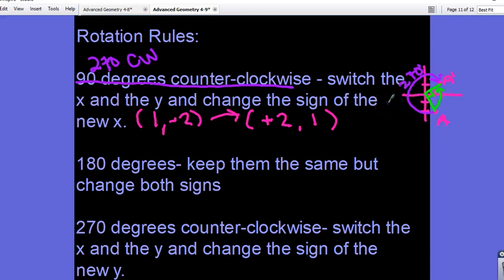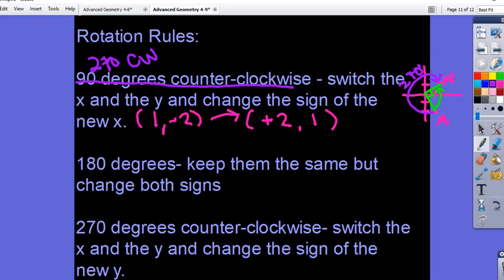So our rules are always in counterclockwise unless they say otherwise. So if they tell you to do a rotation, it's always, always, always counterclockwise unless they specify otherwise. Unless they say clockwise. Does that make sense? All right, so let's look at the next one, 180 degrees.